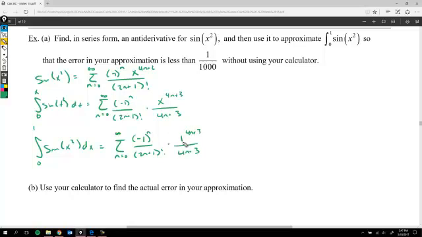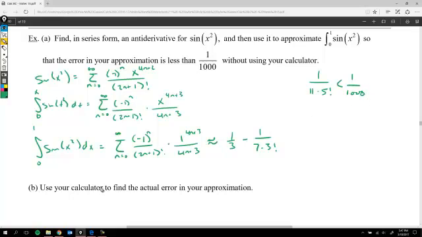I don't really have to worry about this because 1 to any power is 1. I'm going to write out my terms. This is going to be approximate. So now here's my estimate. 1/3 is my first term. 1 over 7 times 3 factorial is my second term. And again, I'm actually going to stop there, because my next term is going to end up being 1 over 11 times 5 factorial, which is less than 1/1000.